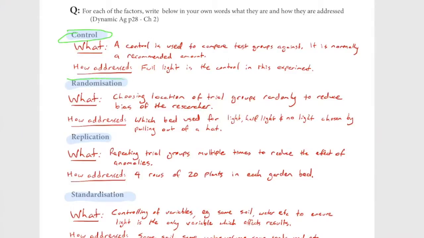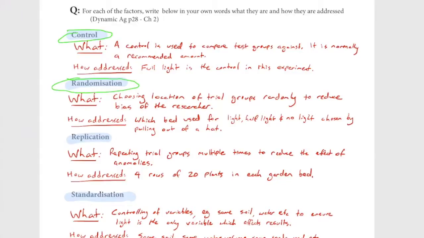With randomization, what randomization is obviously choosing things at random. So where you place different trial groups, which garden bed you use for which trial group is chosen at random, and you can do that a few ways, but the best or quickest way might be just putting them into a hat and pulling them out of a hat. Basically that helps reduce the bias of the researcher. A researcher might choose to favor a certain outcome and might accidentally or even purposely, or subconsciously, put something that they think will work better in a better plot. But it's removing the bias of the researcher. That's the point of randomization.